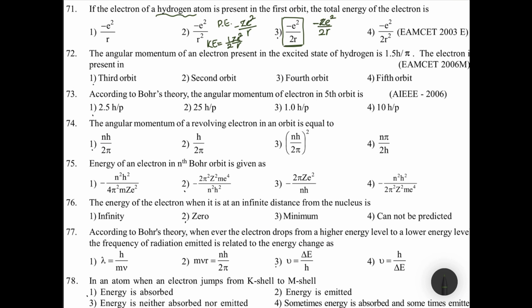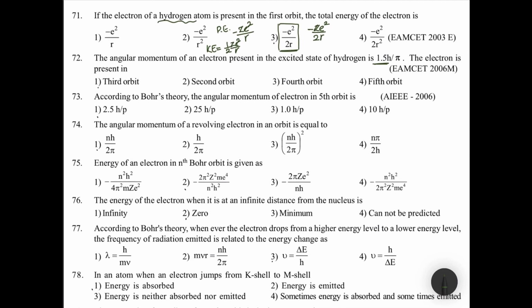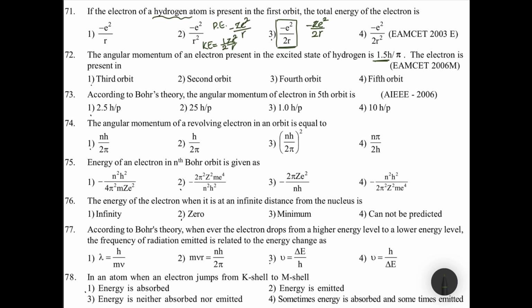Coming to the next. Okay, who is ready? Samir, it's your turn. The angular momentum of an electron present in the excited state of hydrogen atom is 1.5 h by pi. The electron is present in, right, mvr is equal to nh by 2 pi, which is equal to 1.5 h by pi, sorry, h by pi, means this n value must be exactly 3. 3 by 2 is 1.5. Good, Samir.